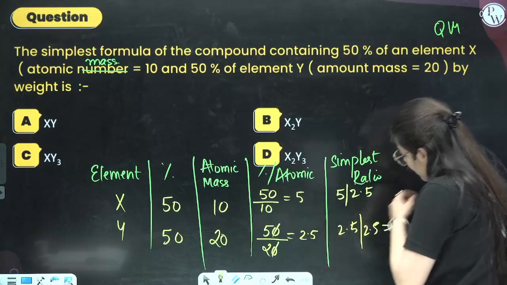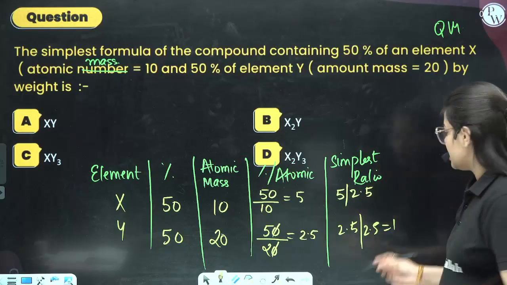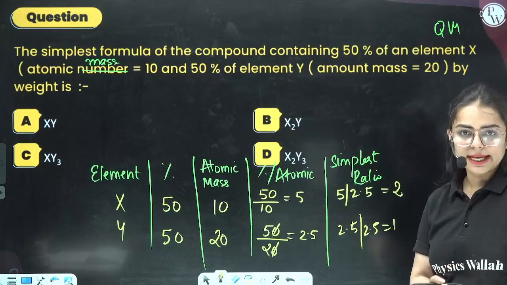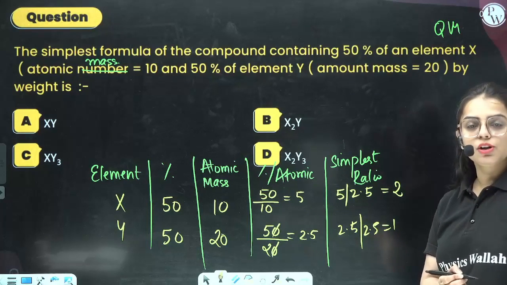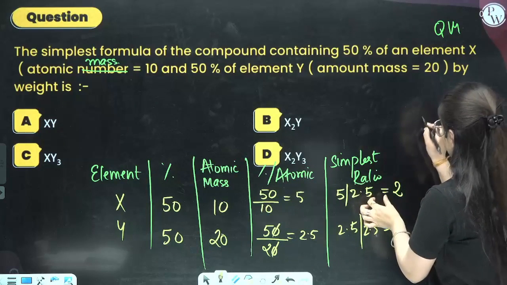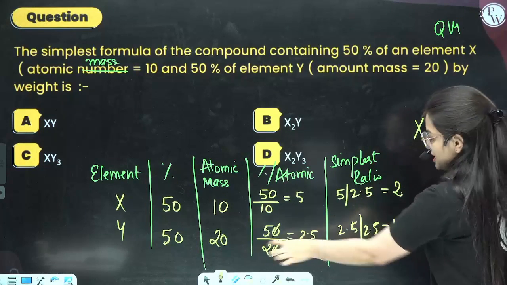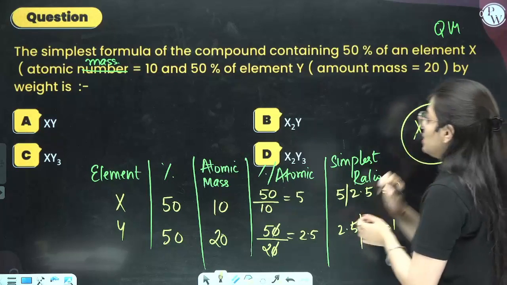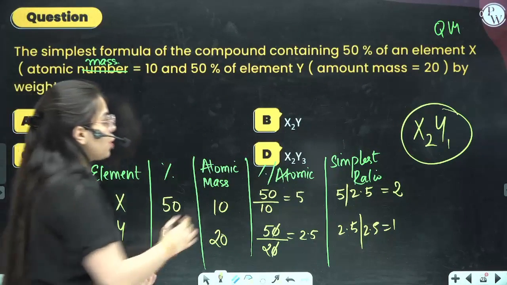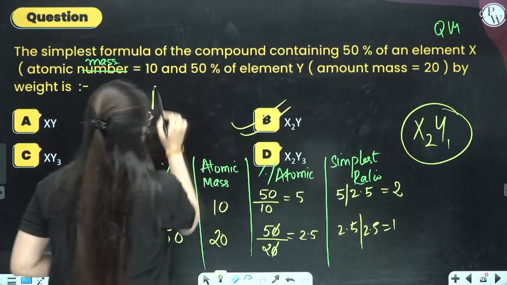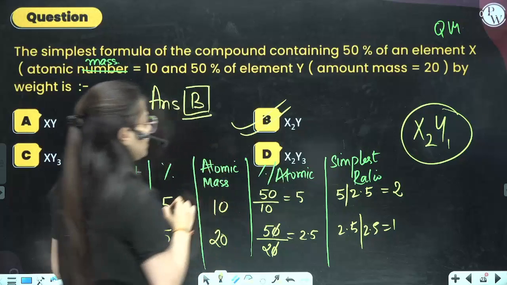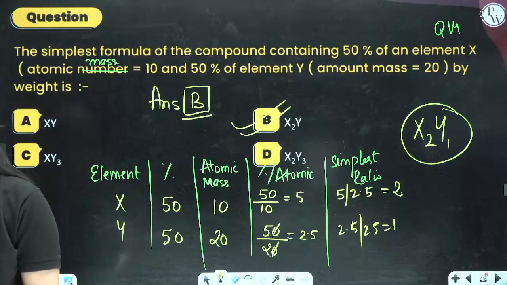So 2.5 divided by 2.5 is 1, right? And 5 by 2.5, 10 will go above, so it comes out to be 2. Now it is 2, so it will be X2. How much is Y? Y is 1. So the formula comes out to be X2Y1. Hence our option number B is going to be the correct answer.